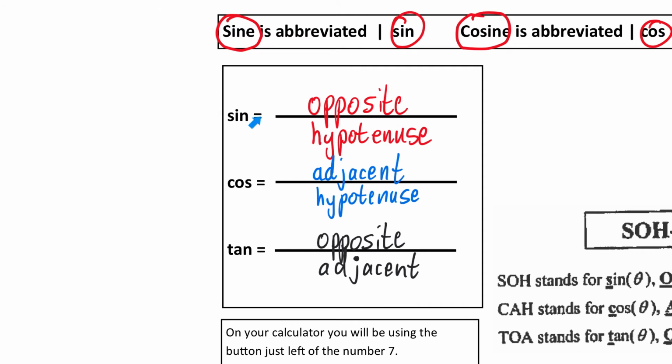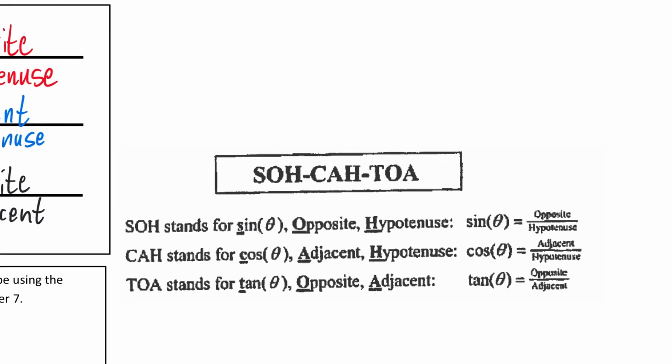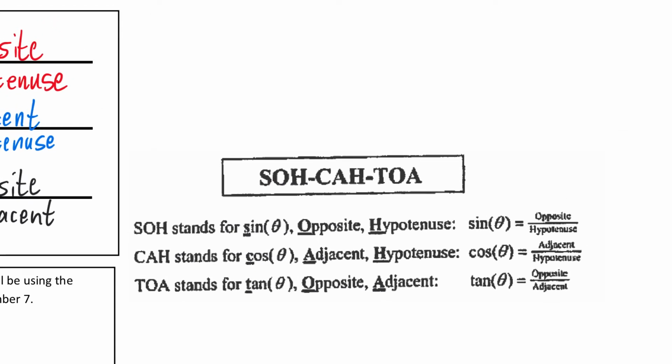Sine is opposite over hypotenuse, cosine is adjacent over hypotenuse, tangent is opposite over adjacent. So how are we going to remember all of that? Let me show you the little mnemonic device we're going to use. This right here is what we're going to use to remember what each function does.